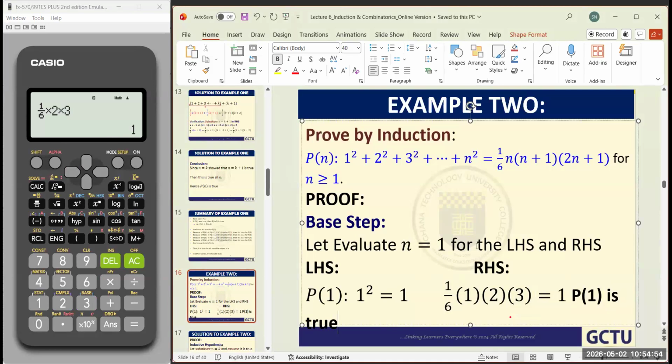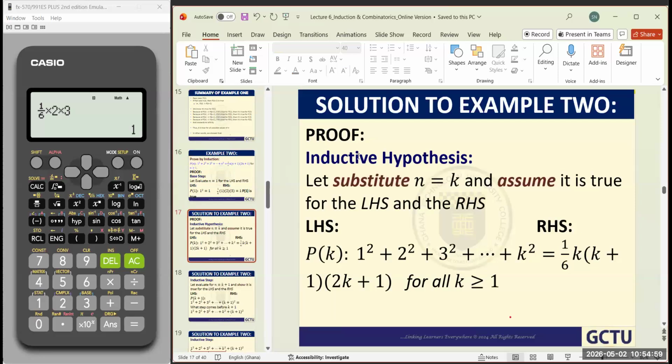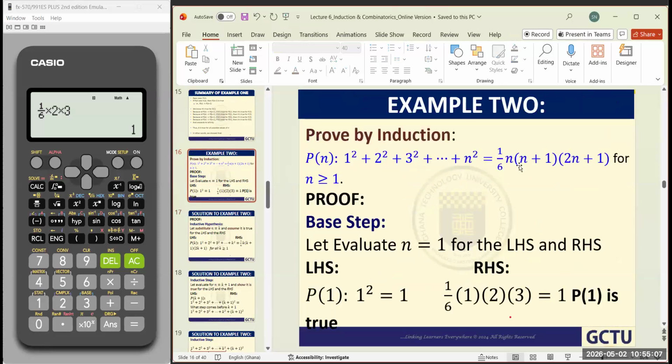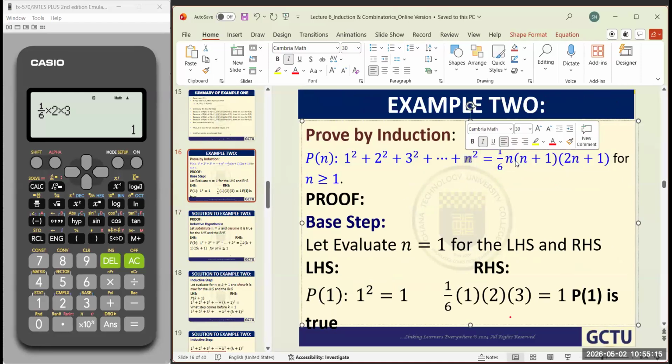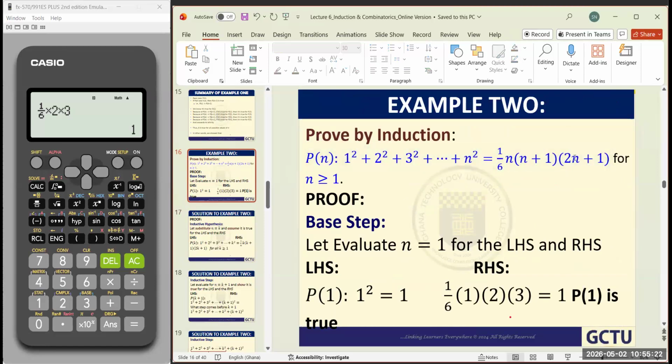Now we go to step 2. N is equal to K. Remember, that is the hypothesis or the assumption step. So wherever we see N, remember N occurs on the left-hand side and also on the right-hand side. Wherever I see N, I'm going to put K. I'll get K squared, K here, K here, K here. So that's all you do for step 2.